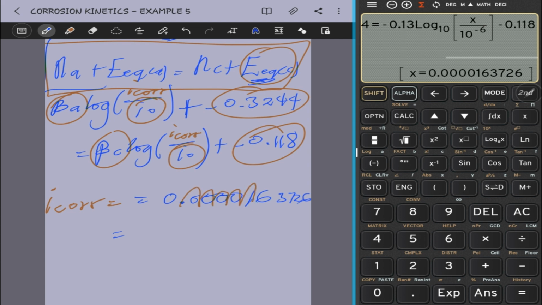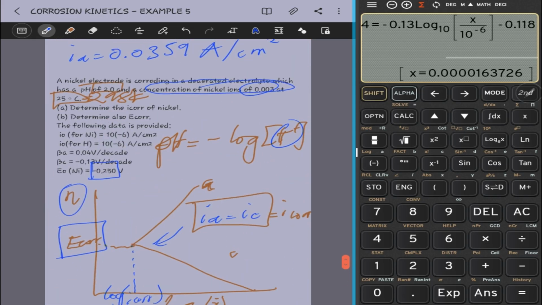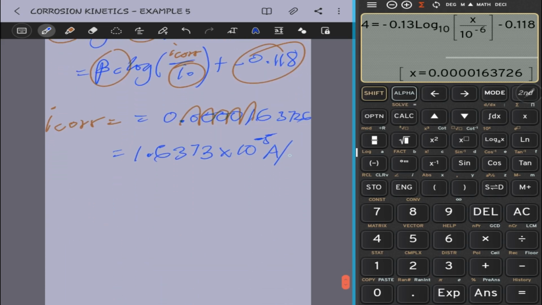So here I end up with 1.6373 times 10 to the power minus 5, that's my i_corr, minus, very important, minus 5. It's a current density, so the unit is amperes per centimeter squared, since both were in amperes per centimeter squared, this should be the same. So this is what we have for the i_corr.